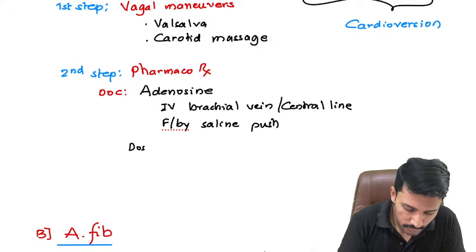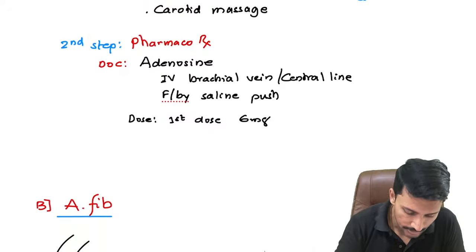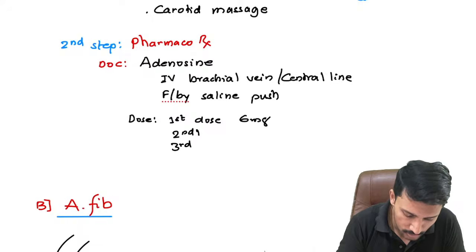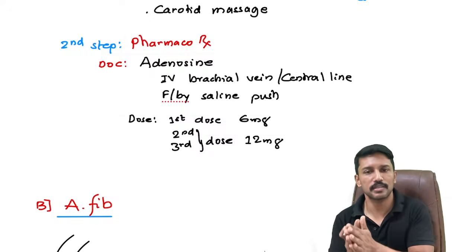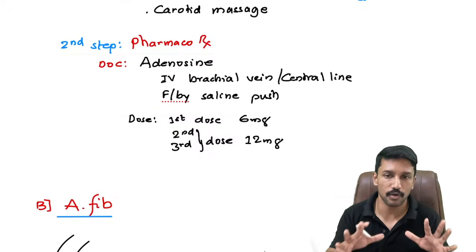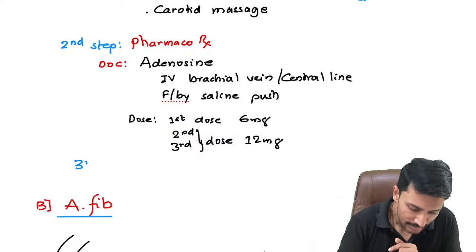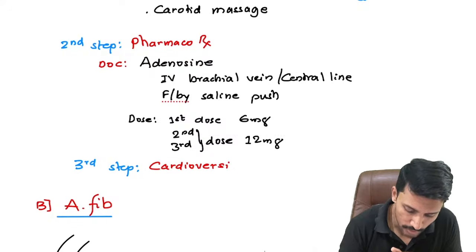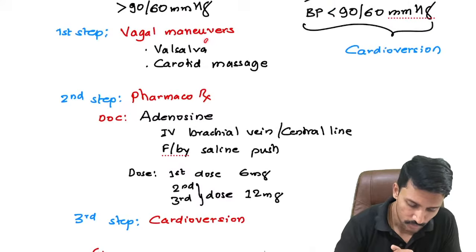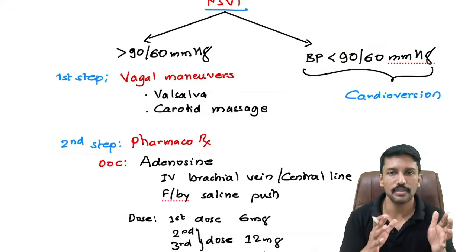Now, what is the dose that I should be giving? The first dose is usually 6 milligrams. And we can repeat 2 more doses. The second and third doses can be 12 milligrams. So cumulatively, how much can we use? 6 plus 12 plus 12, that is 30 milligrams of adenosine before considering that it failed. If that fails, what is my third step? My third step is cardioversion. In a hemodynamically stable patient, I come to cardioversion if my physical measures like Valsalva and carotid massage and pharmacotherapy fail. But in a hemodynamically unstable patient, I directly go for cardioversion.